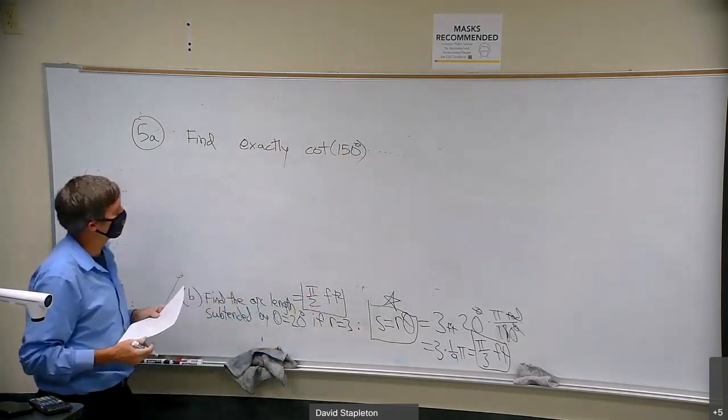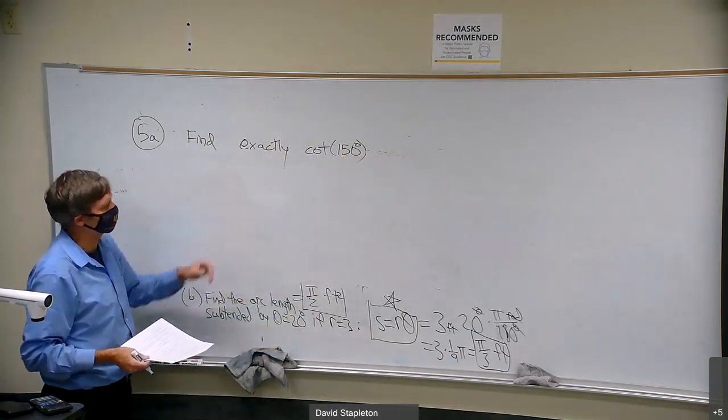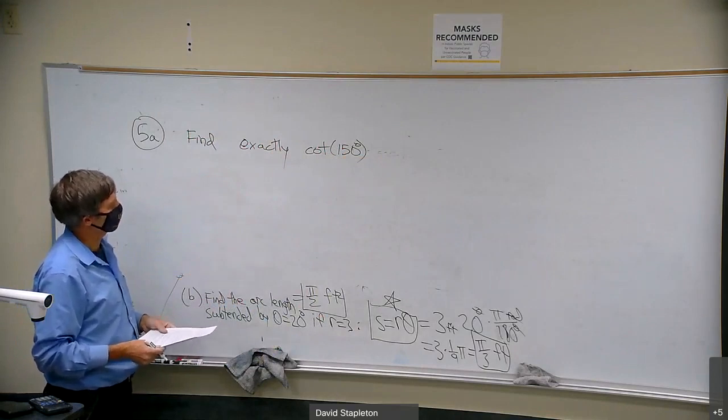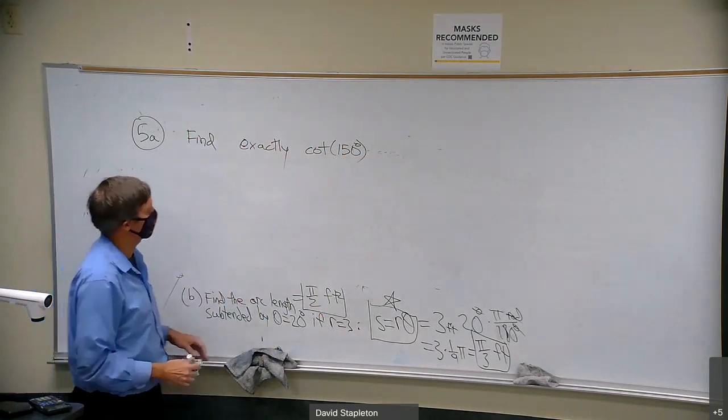Cotangent isn't on your calculator. To check with your calculator, you take 1 over tangent. You have to know the reciprocal identity. But check it that way. But I can do cotangent of any special angle.